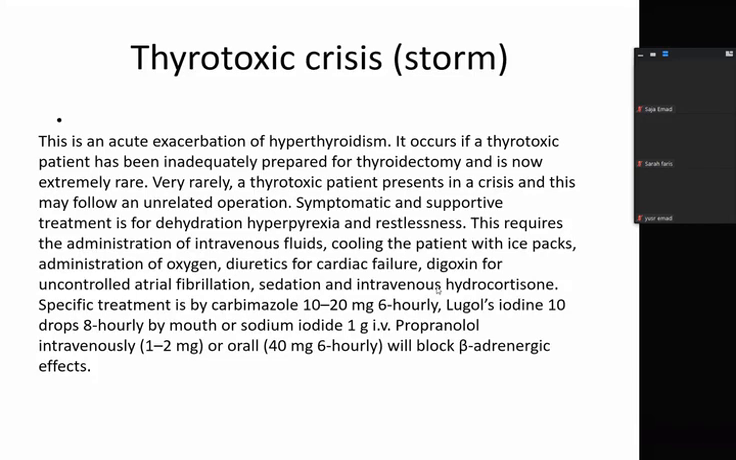Symptomatic and supportive treatment is for dehydration, hyperpyrexia and restlessness. This requires intravenous fluid, cooling the patient with ice packs, administration of oxygen, diuretics for heart failure, digoxin for uncontrolled atrial fibrillation, sedation and intravenous hydrocortisone. Specific treatment is carbimazole 20 mg every 6 hours, Lugol's iodine drops 8 hourly by mouth or sodium iodide 1 gram IV, and propranolol intravenously or orally to block the beta-adrenergic effect.